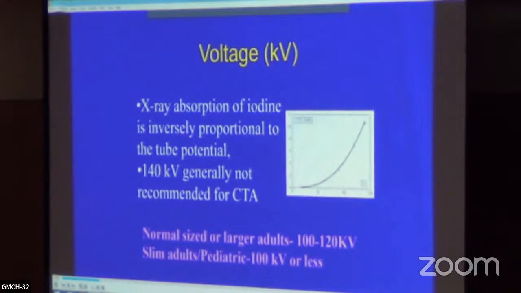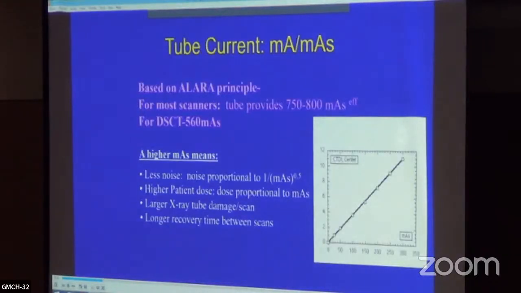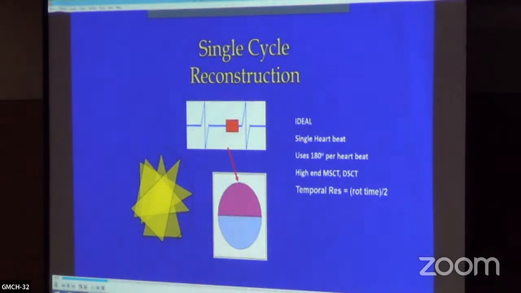As far as kV setting is concerned, for normal or larger adults, we keep the settings from 100 to 120 kV. And obviously with slim patients or pediatric patients, we keep the kV less. Tube current: though a higher mAs will give you less noise, it also produces a larger patient dose and leads to more damage to your tube. So according to the ALARA principle, most of these scanners automatically adjust the mAs. For the dual source CT, it is in the range of 560 to 600 mAs.